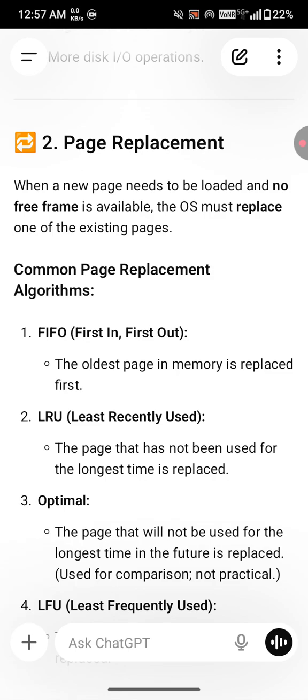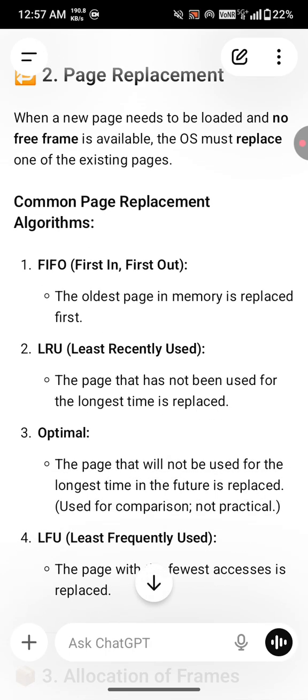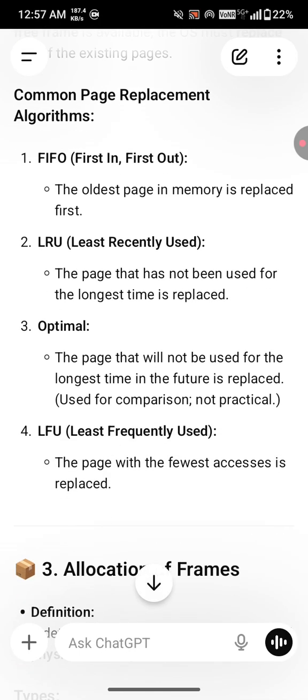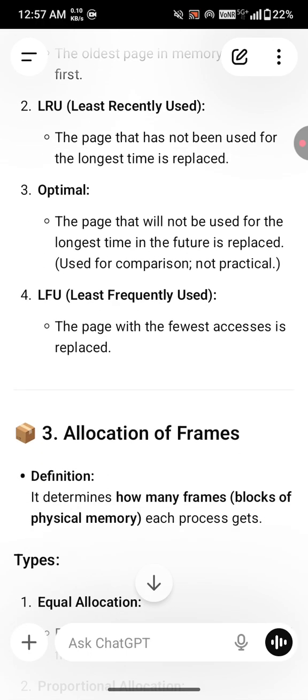LRU, least recently used. The page that has not been used for the longest time is replaced. Optimal: the page that will not be used for the longest time in the future is replaced. Used for comparison, not practical. LFU, least frequently used. The page with the fewest accesses is replaced.